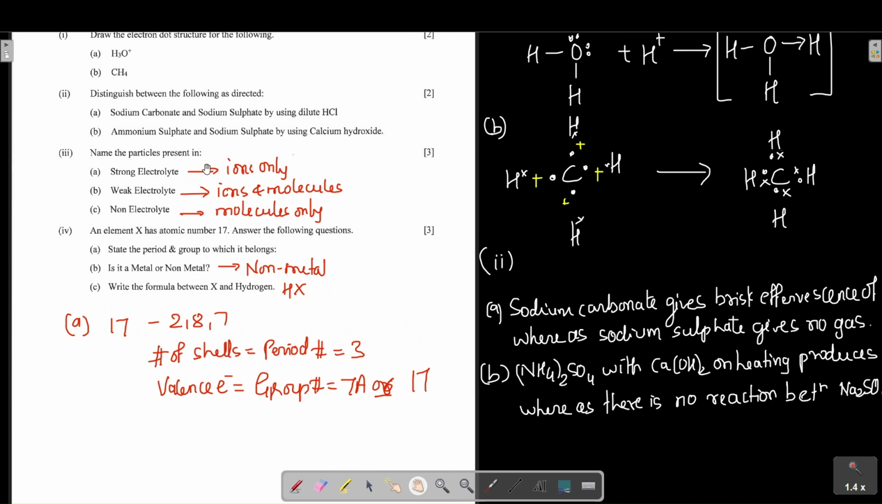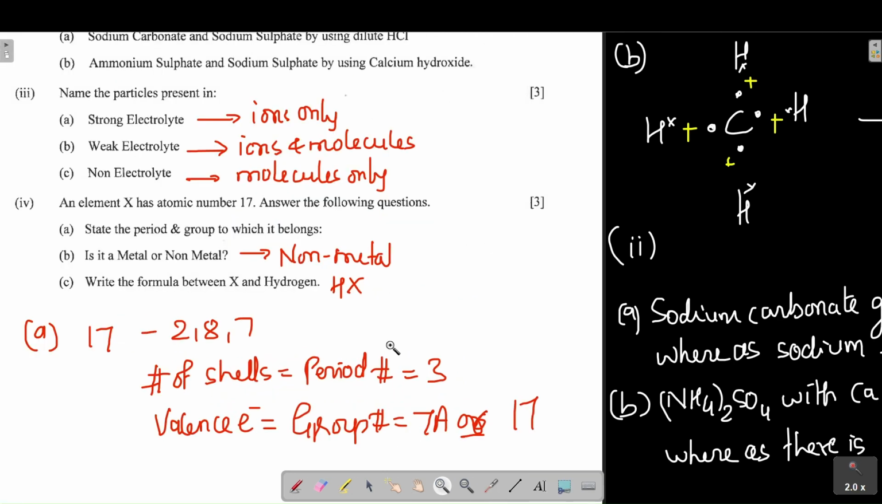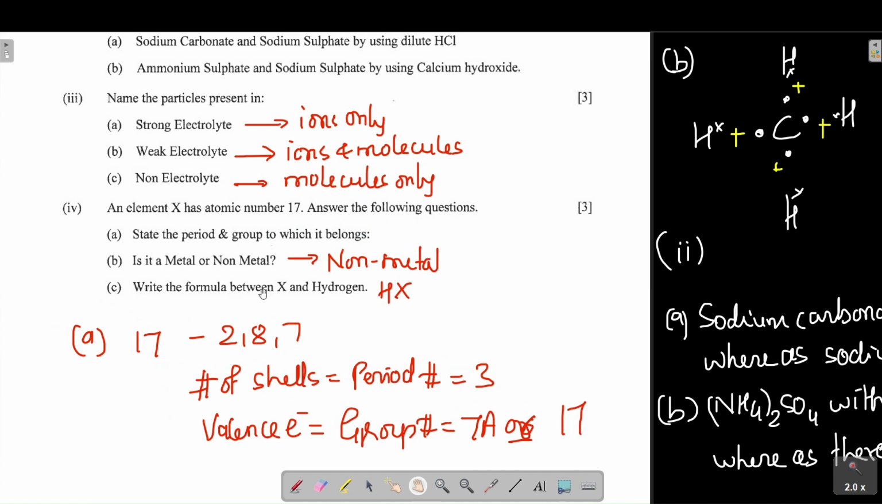Name the particle present in a strong electrolyte. A strong electrolyte completely dissociates, so only ions are present. A weak electrolyte partially dissociates, so ions as well as molecules will be there. A non-electrolyte does not dissociate, no ions are formed, so molecules only.